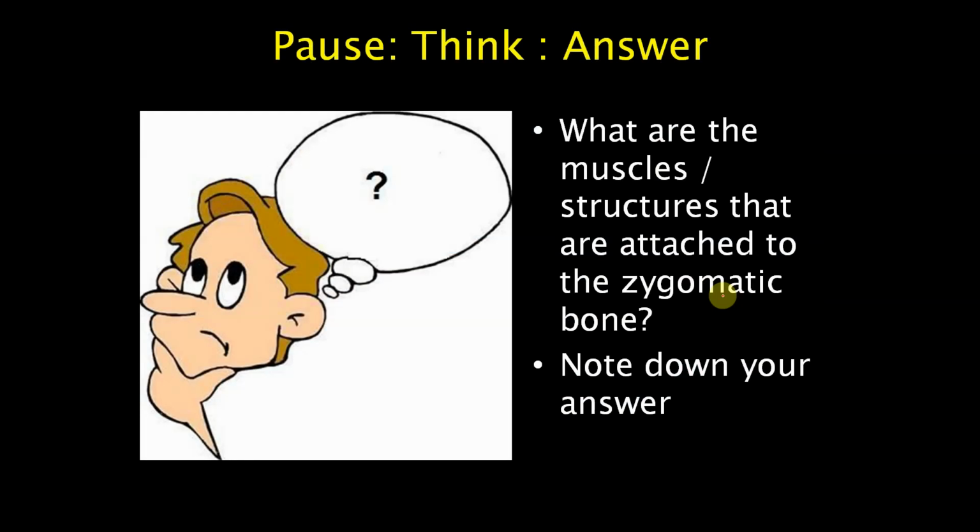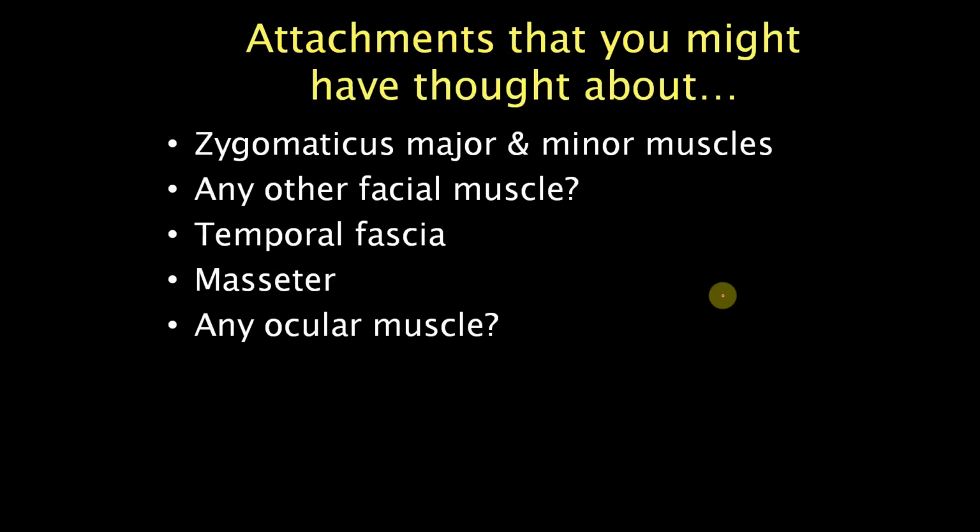So, with all the anatomy that we have learned so far, can you think of any muscles or structures that will be attached to the zygomatic bone? You could pause this video for a second, think of the answer, note it down, and then press resume. So, you might have thought about zygomaticus major and minor muscles. You could have thought of the temporal fascia, the masseter, or in turn you could have also thought about any structure in the orbit or any ocular muscle.